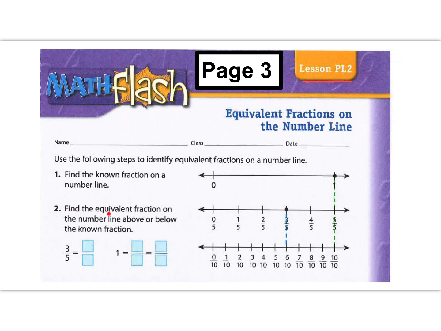So now it says we're going to find the equivalent fraction on the number line above or below the known fraction. So here, this number line was in fifths, so 0/5, 1/5, 2/5, 3/5, 4/5. And then here's tenths, all the way up. Well, if you look here, we can see that 3/5 lines up with 6/10. So we know that 3/5 is the same as 6/10. And then the green line over here, 1 is the same as 5/5, is the same as 10/10. So those are equivalent fractions. Equivalent means equal.